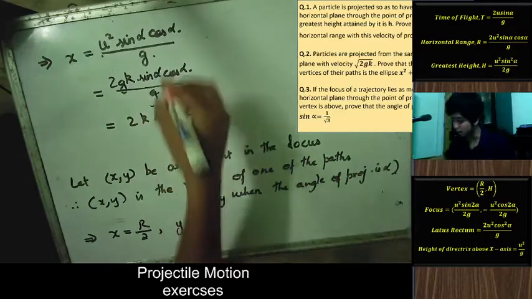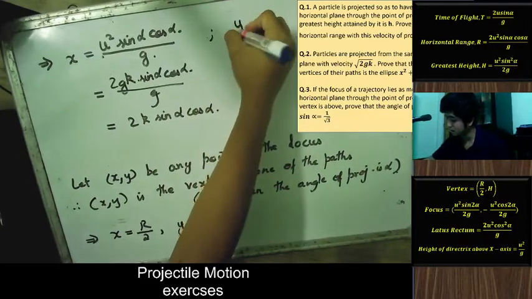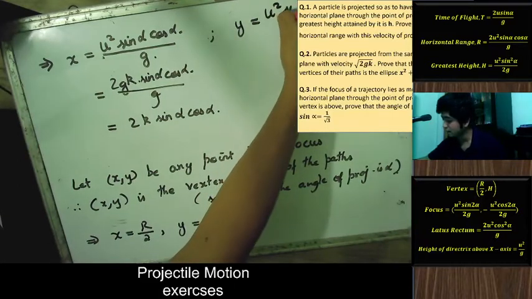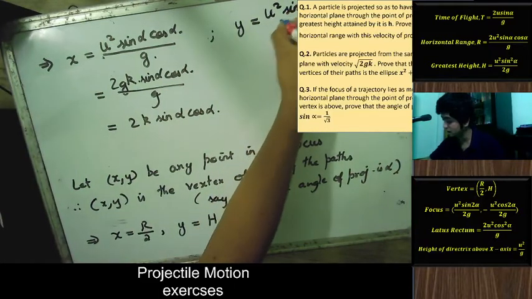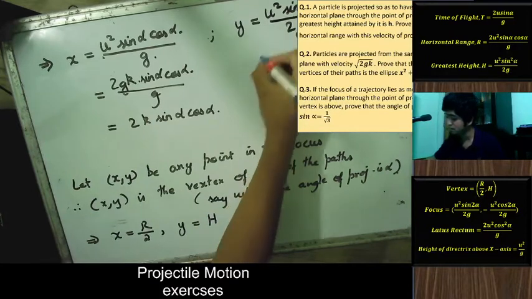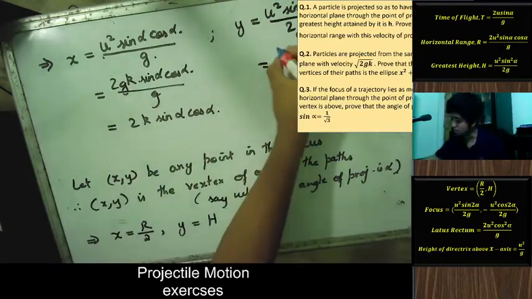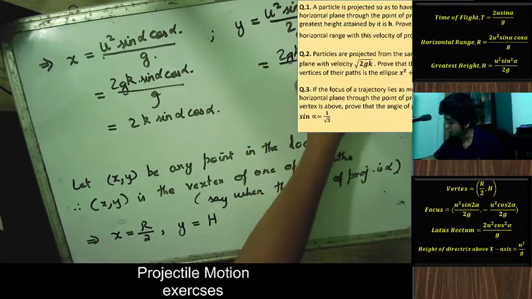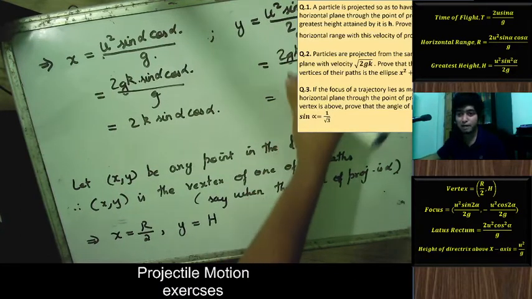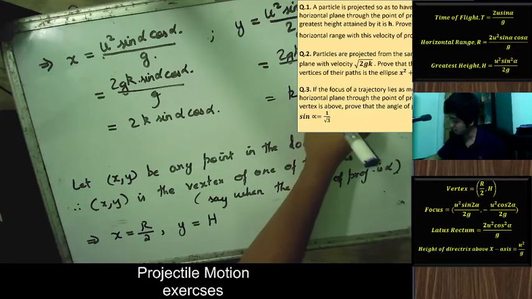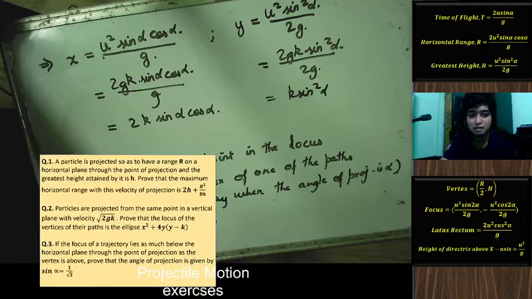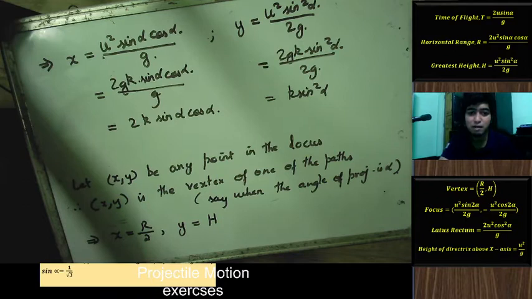Now let us take a look at y. y equals H, the greatest height, u squared sine squared alpha upon 2g. Again, u squared is equal to 2gk, so 2gk sine squared alpha upon 2g. So we will be getting k sine squared alpha. Sorry, I forgot to remove this. So this is what we got.